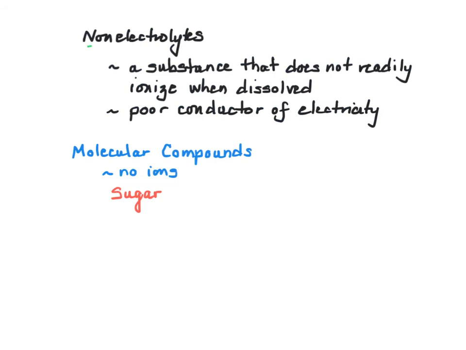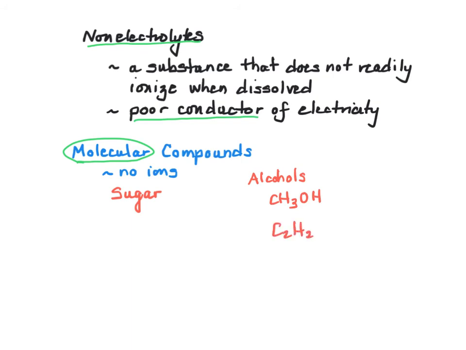So we also have what are called non-electrolytes. These are substances that when you dissolve them, they don't ionize because they don't have any ions to ionize into. So these are going to be very poor or non-conductors of electricity. Basically these are going to be your molecular compounds. Okay, so things like sugar, and then also alcohols. Alcohols are going to be a group of compounds you're going to see that look a little like bases, but they're not. Okay, this is methanol, this is ethanol.